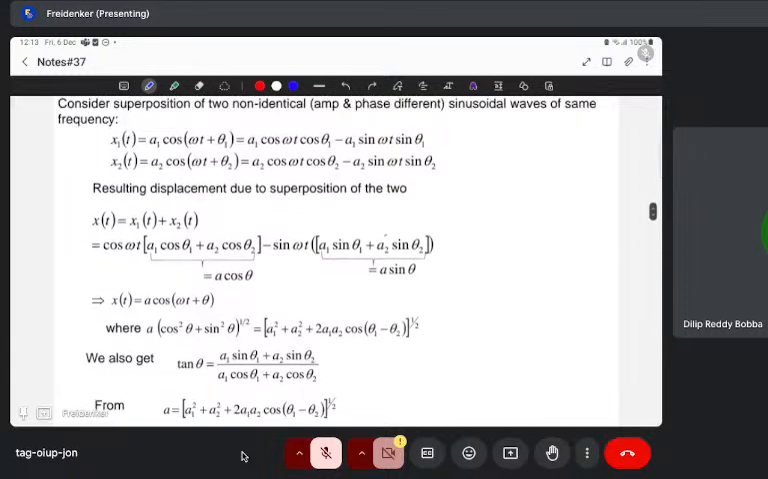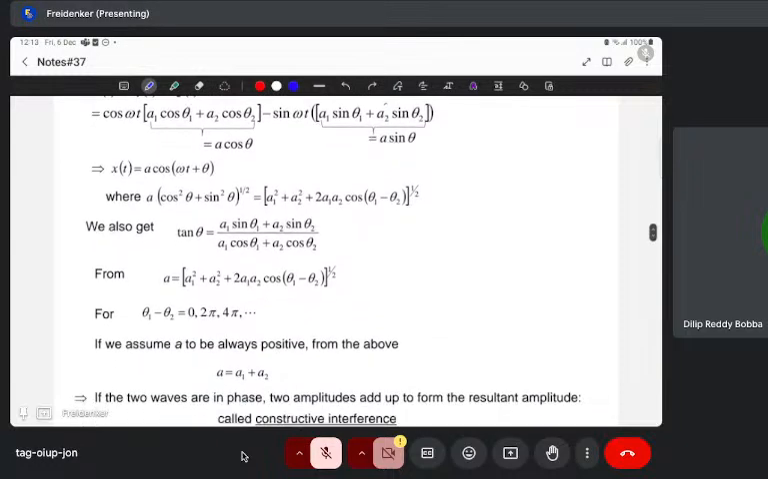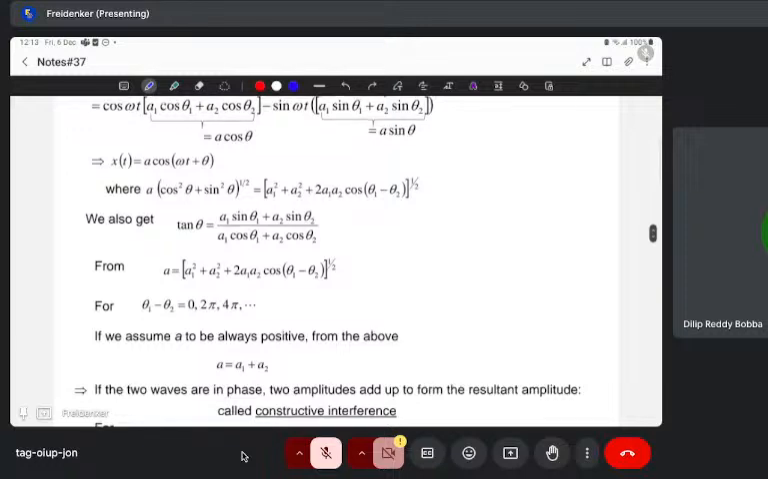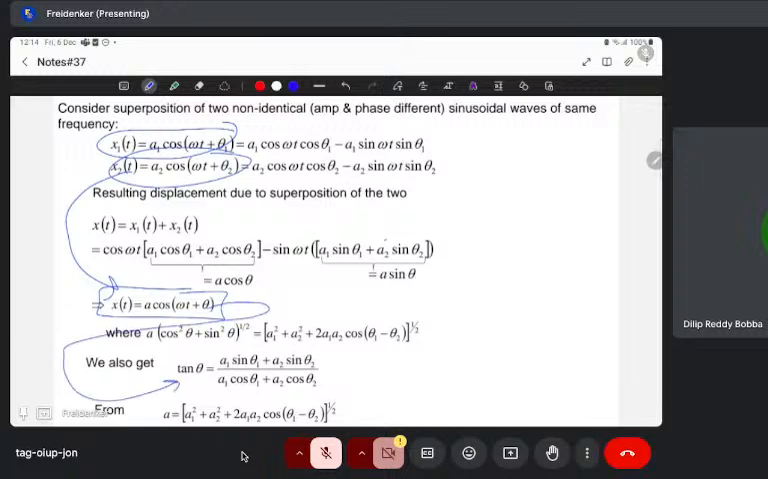What do you get? Okay, they're considering this to be semi-cosine. Okay, nice, beautiful. What do you get at the end? If you have x1 and x2, they're adding them. You're getting a final resultant wave, but this theta is magical. What kind of a theta is this? It is given by this equation. Tan theta is equal to so and so.